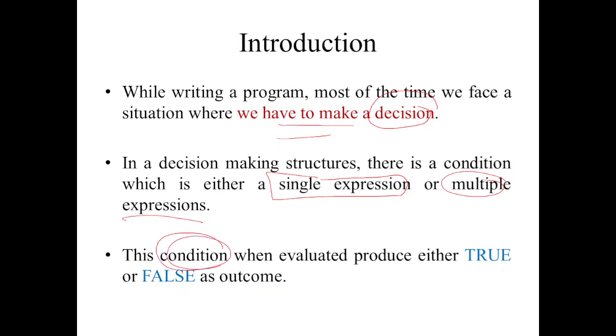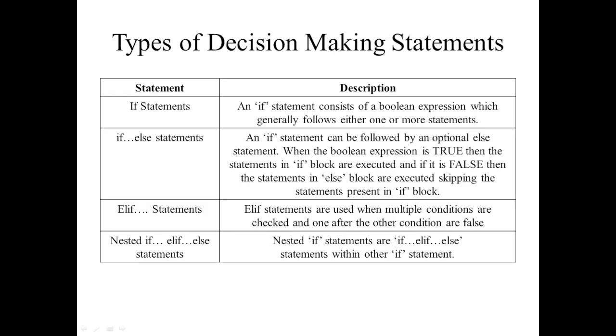Whenever this condition is executed, it will produce a binary result, which means it will produce either a true or false situation as an outcome. Depending upon the value of this outcome, whether it is true or false, the next block followed by this condition will be executed. If we look into the types of decision making expressions, then these are of four different types.